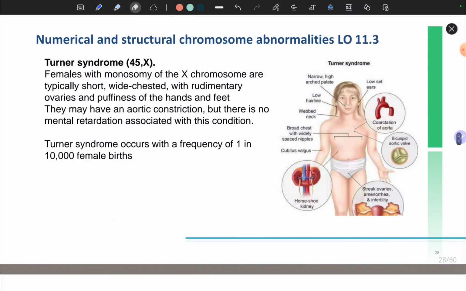Another monosomy is the Turner syndrome, in which usually the defect is one X chromosome. So they are females with one X chromosome. The normal female has two X chromosomes. So this is called the Turner syndrome. And this is the feature usually of this girl.